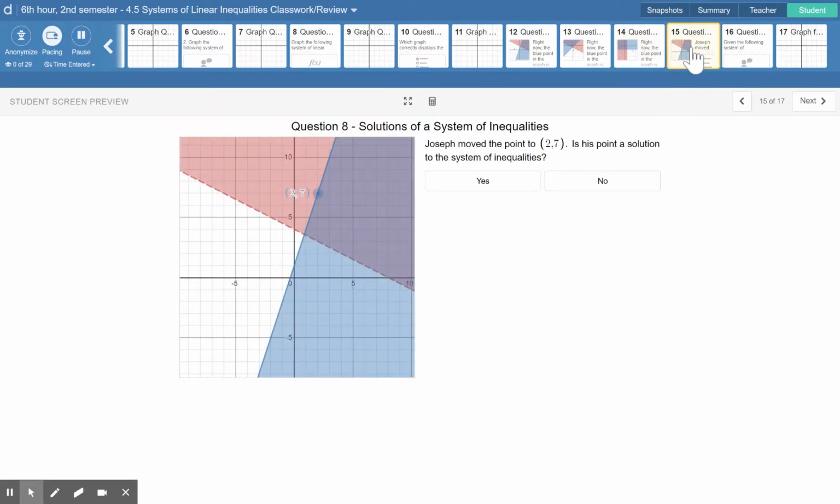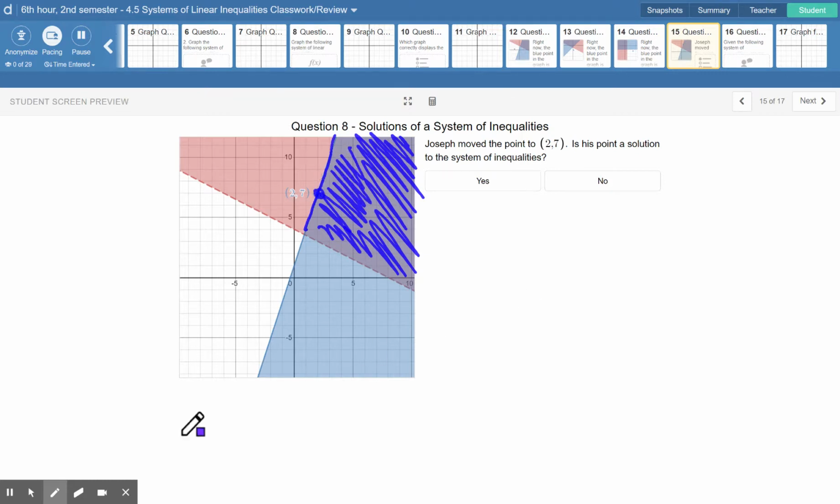All right, question number 15. It says Joseph moved the point to 2, 7. Is this a solution to the system? The correct answer is yes. Notice that this is the double shaded area. And he put his ordered pair on the solid segment that is touching the double shaded. Since he did that, we know that it's correct.